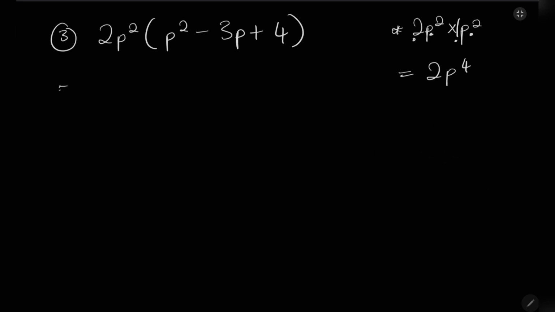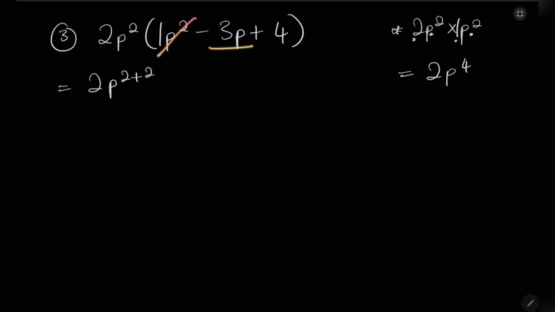Let's show this here. It can be more detailed when you write it in the main steps. So it'll be 2p squared times p squared. We have 2 times 1, which is 2. Then p squared times p squared, which is p to the power 2 plus 2. So we're done with that term.